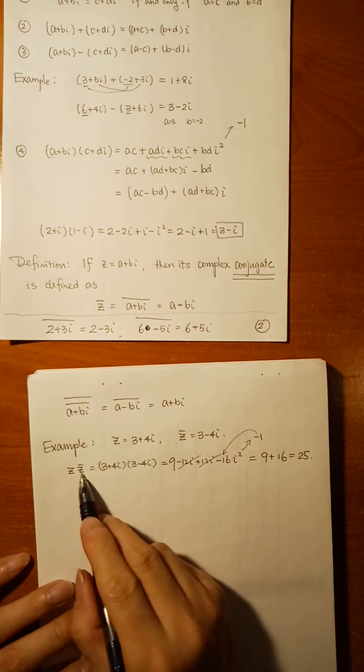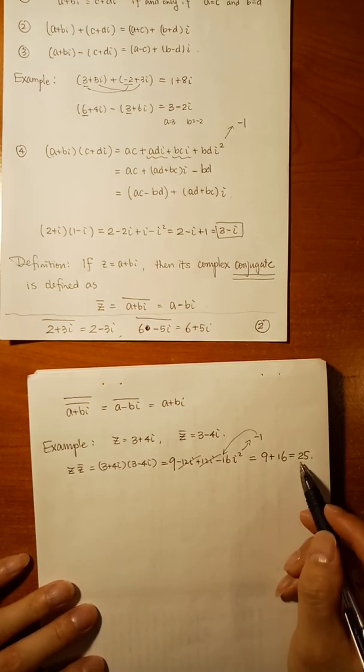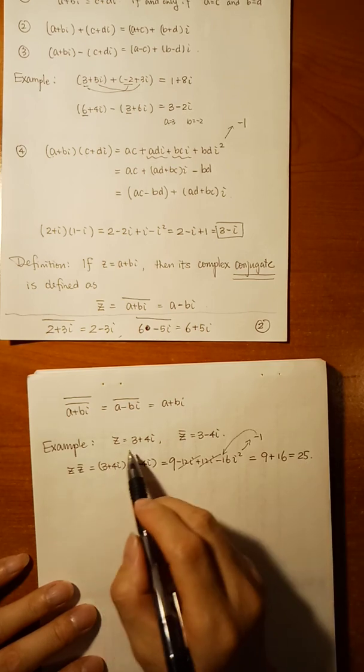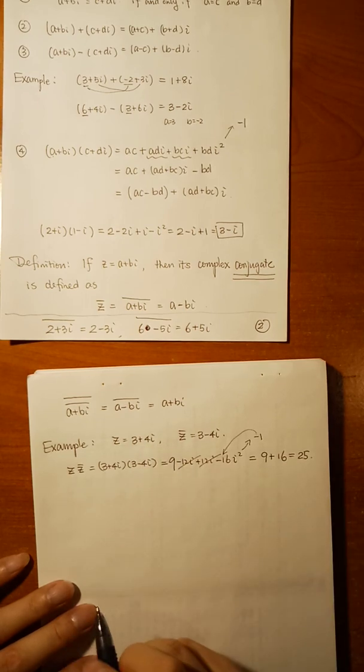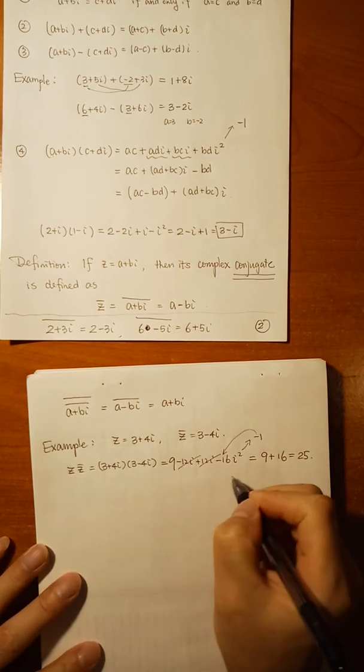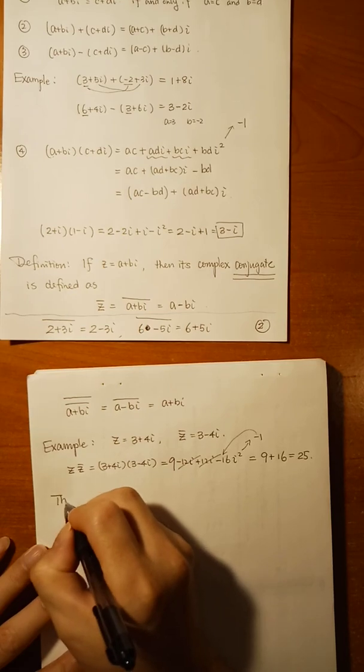So you see here, you have a complex number. You multiply it by its conjugate, then you get a real number. And this real number is the sum of squares, 3 squared plus 4 squared. So this is an example. It gives us the following theorem.